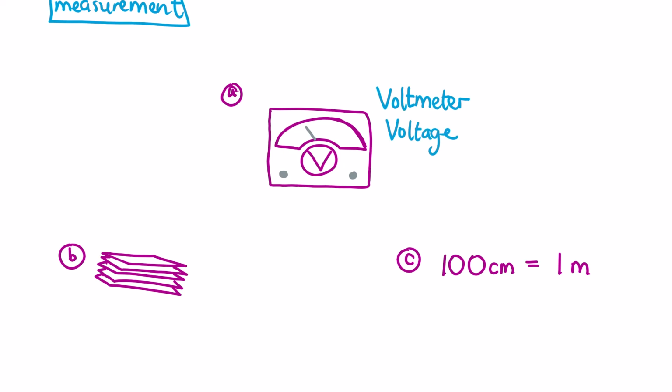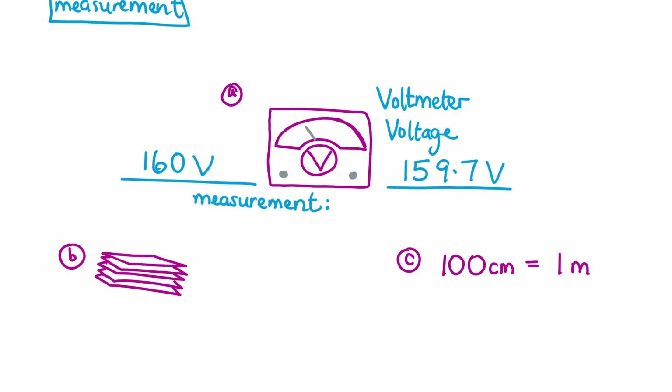One person can measure the voltage of a particular system to be 160 volts, while a different person can measure the same system to be 159.7 volts. By means of measurement, this is considered an approximate result, for both I and II, because there is no exact value for this.